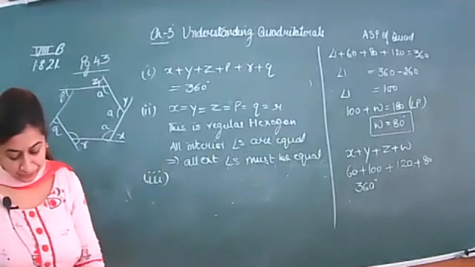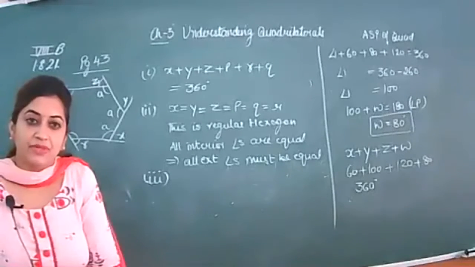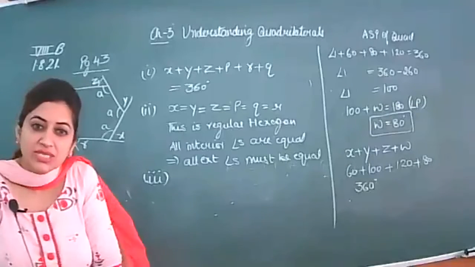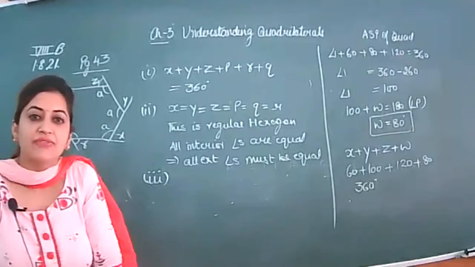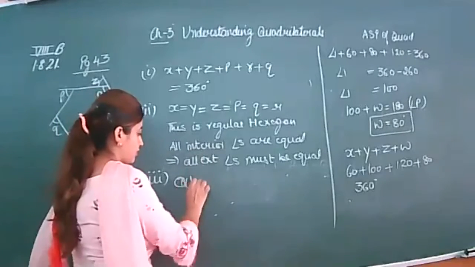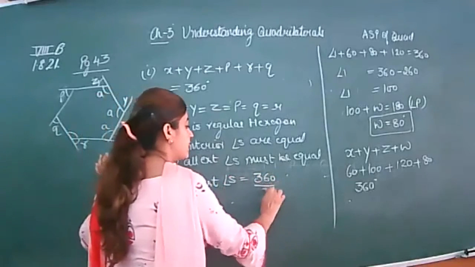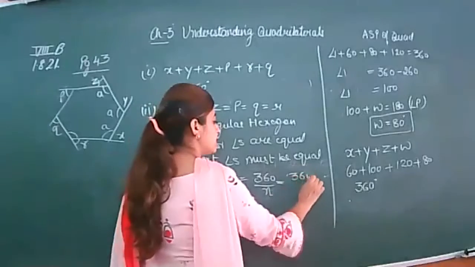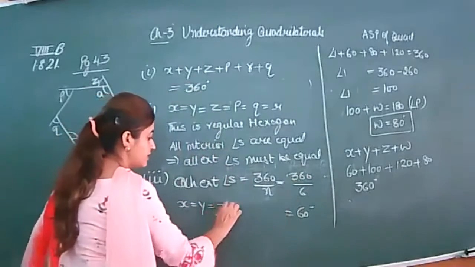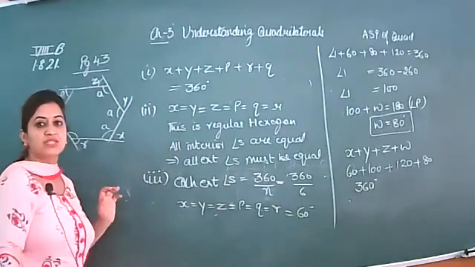Is it okay? What is the measure of each exterior angle? We have discussed one formula that the sum of all the exterior angles is 360 and each exterior angle is given by 360 by n. Each exterior angle is 360 by 6, that is 60. This means x, y, z, p, q, r are all 60 degrees.